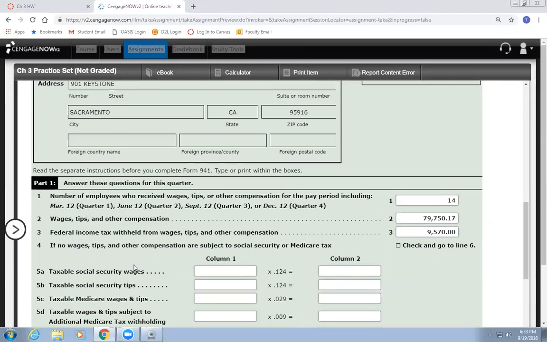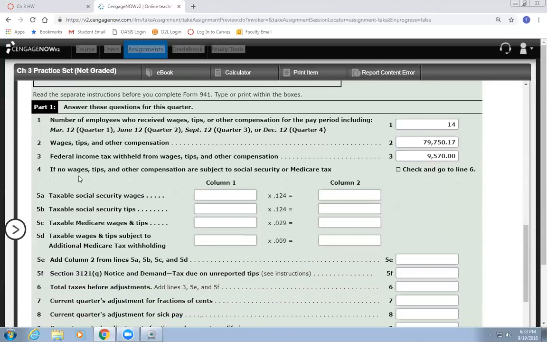In this case, we are going to go down to 5A. If you read line 4, it says if no wages, tips, and other compensation are subject to Social Security, we would go to line 6. But we have taxable wages, we know that, so we have to fill out this next section. They're just having us calculate based on the total wages, tips, and compensation. So in 5A, column 1, you're going to put the total taxable Social Security wages. They just told us total taxable Social Security and Medicare wages are the same as the wages paid, so it's $79,750.17.